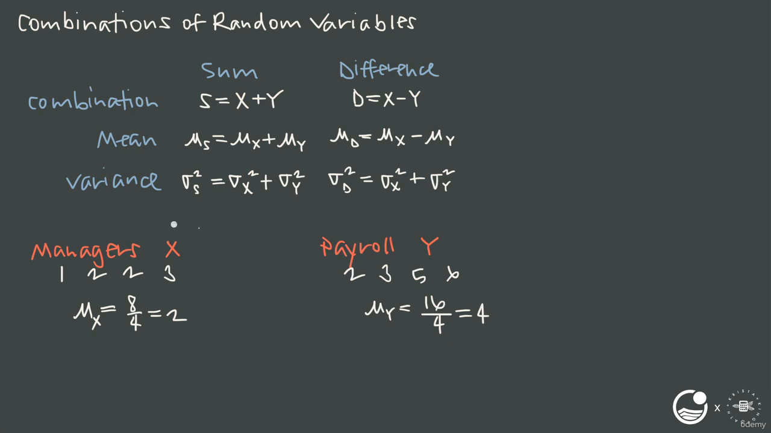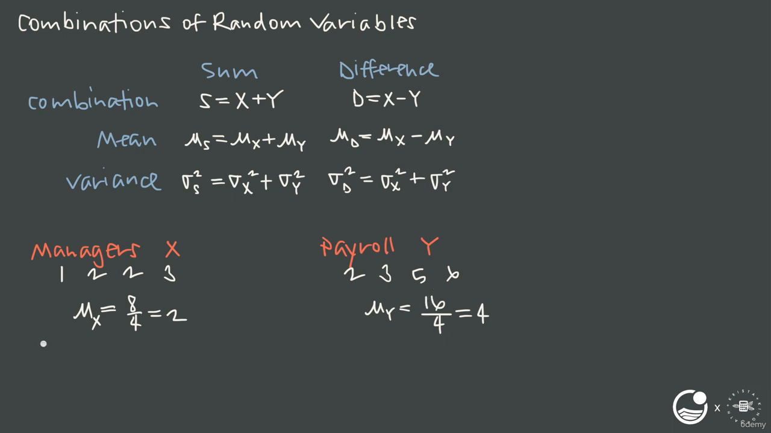So what we're saying is that maybe our company has 4 departments in total, and the manager of the first department takes 1 hour to approve timesheets, the manager of the second department takes 2 hours, the manager of the third department takes 2 hours, and the manager of the fourth department takes 3 hours to approve timesheets. And then our payroll team takes 2 hours, 3 hours, 5 hours, and 6 hours to process payroll for departments 1, 2, 3, and 4, respectively. So we can say that on average, managers take 2 hours to approve timesheets, and on average, payroll takes 4 hours to process payroll for each department. So we have a mean for each random variable.